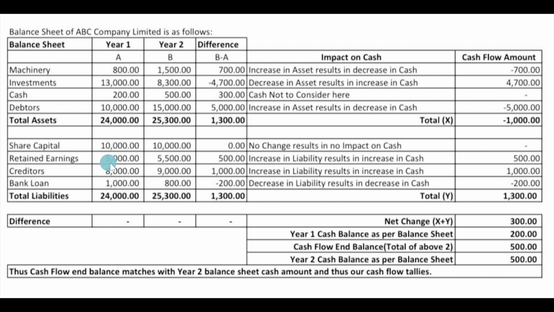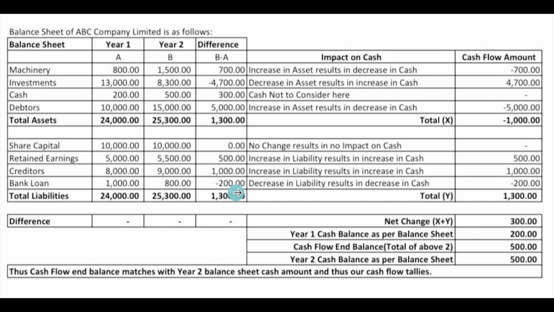Retained earnings 5,000 in year 1, 5,500 in year 2. So difference, that is B minus A, is 500. So increase in liability results in increase in cash to tally the balance sheet, and hence it is 500 in the cash flow amount. Creditors 8,000 in year 1, 9,000 in year 2. So B minus A is 1,000. So increase in liability results in increase in cash to tally the balance sheet, and hence it is 1,000 as a cash flow amount.